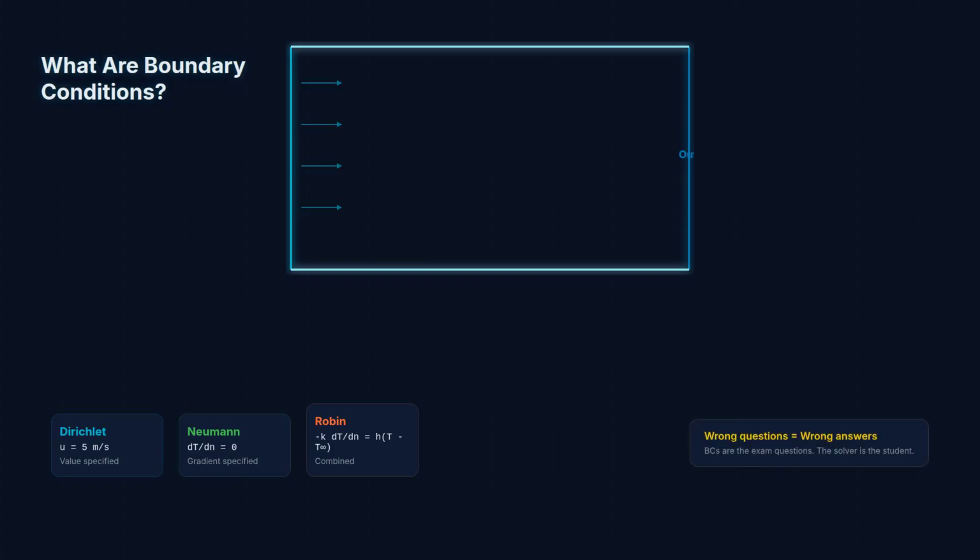Think of it this way: the mesh is your exam paper, the solver is the student. Boundary conditions are the questions. Wrong questions, wrong answers. The inlet is where fluid enters your domain. Three main options. Velocity inlet, most common for incompressible flows. You prescribe the speed, direction, and turbulence.